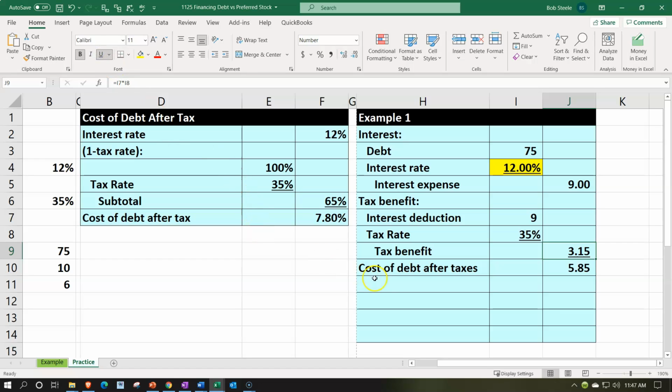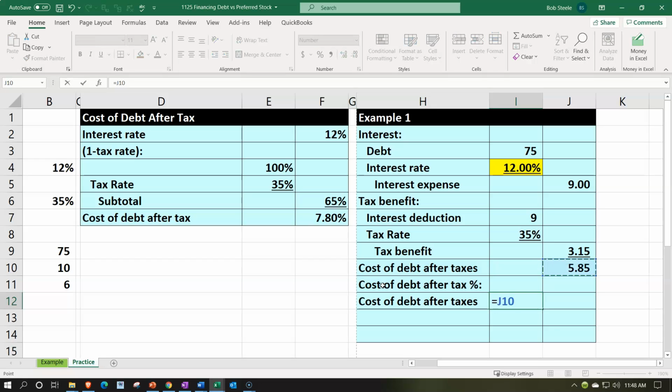So there we have that. Now if we want, that's in terms of a dollar amount. Then if we add then the percent, what would the percent then be? Cost of debt after tax percent, colon, would be equal to the cost of debt in terms of a dollar basis, that 5.85. And let's add some decimals, numbers, decimalize.